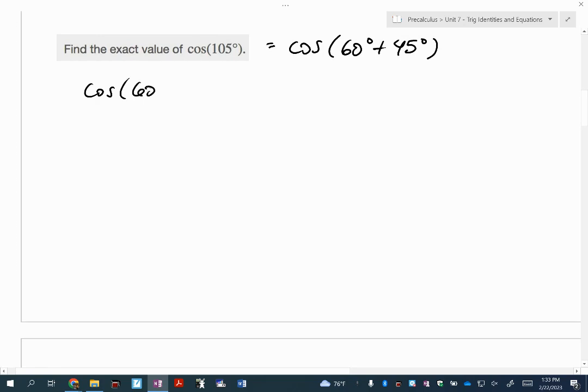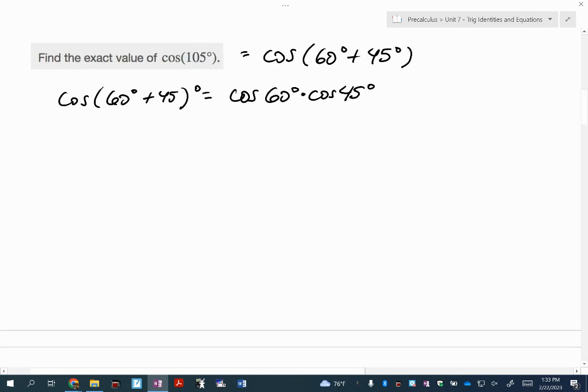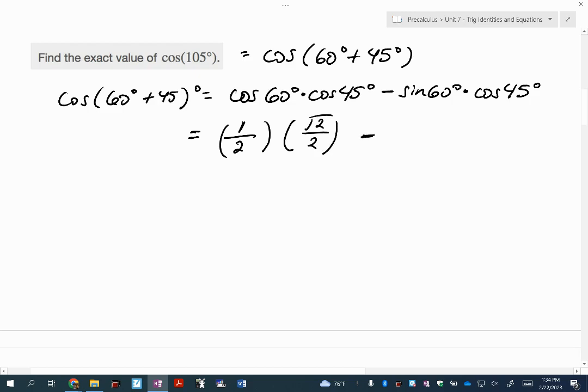The cosine of 60 degrees plus 45 degrees is going to be the cosine of the first angle times the cosine of the second angle. Then you do the opposite sign of what's inside those parentheses, so minus the sine of the first angle times the sine of the second. Cosine of 60 degrees is 1/2 times the cosine of 45 degrees, the square root of 2 over 2. Minus the sine of 60 degrees, the square root of 3 over 2, times the sine of 45 degrees, which is the square root of 2 over 2.